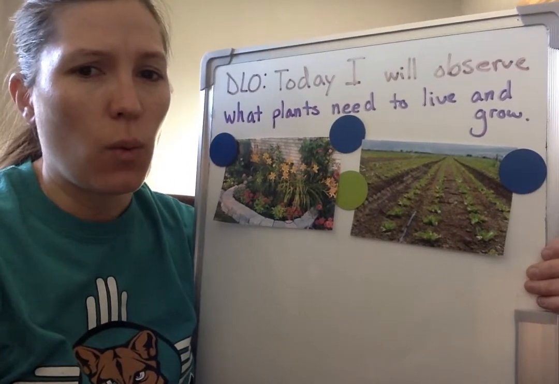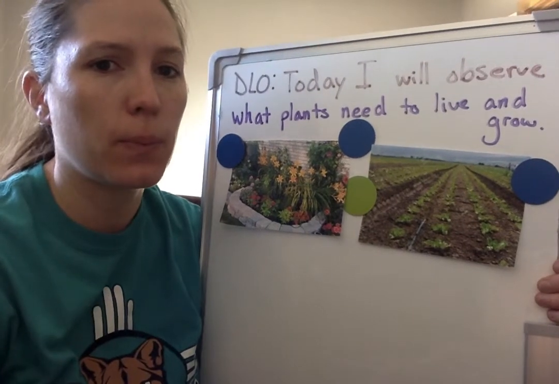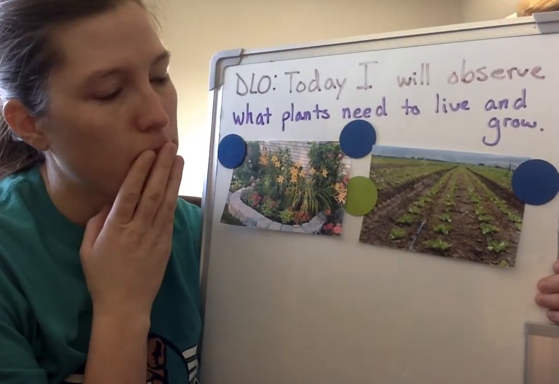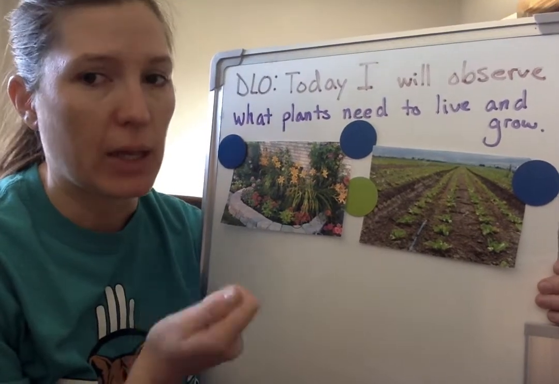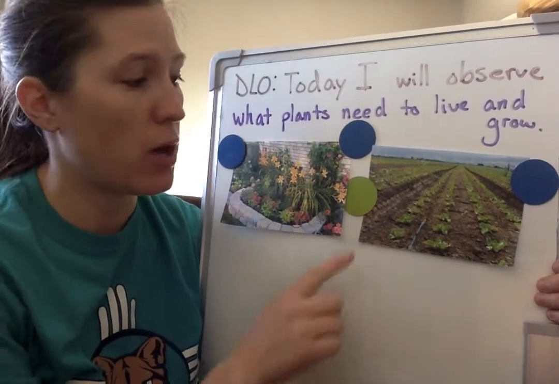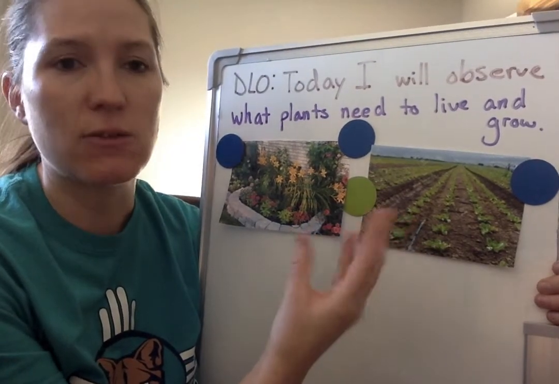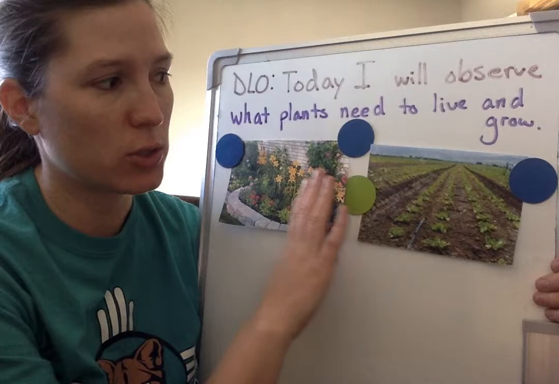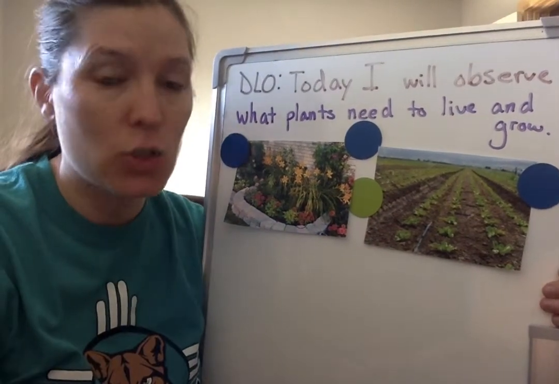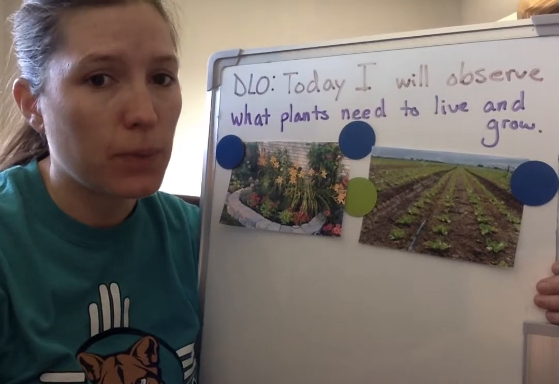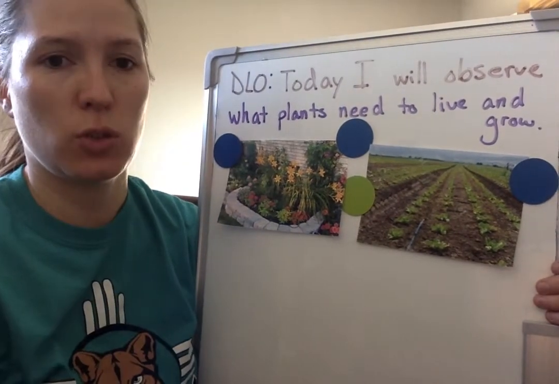So tell me why you think plants need space to grow. Why do plants need space to grow? Plants need space to grow so that they have room for their roots underground and their leaves above ground. Then they also have plenty of air to absorb what they need to make their own food. Plants need air and space over and over and over to live and grow.